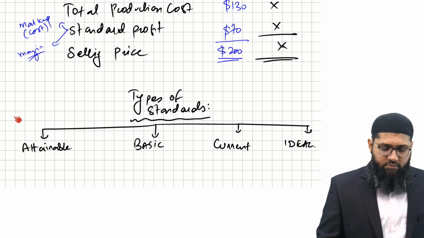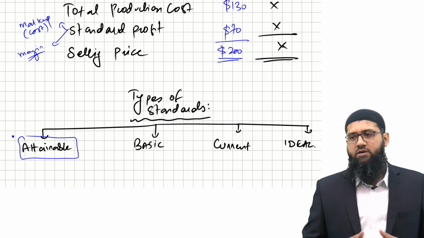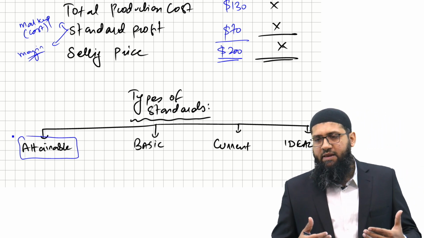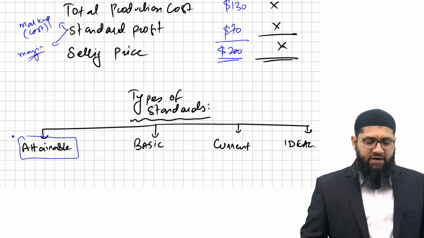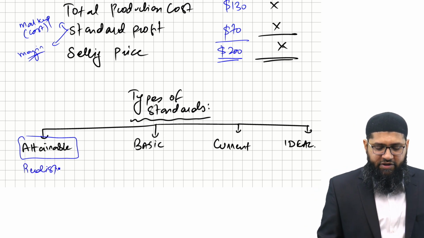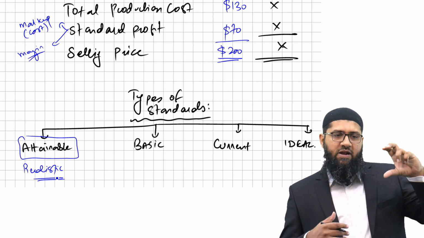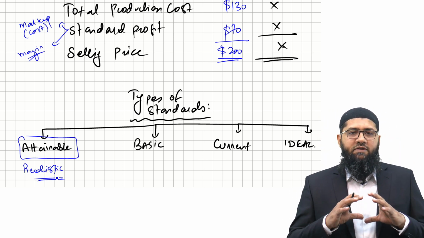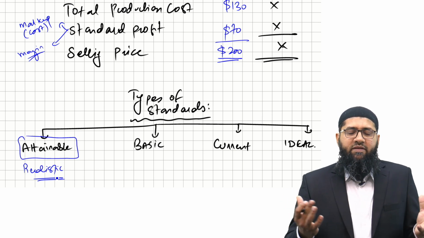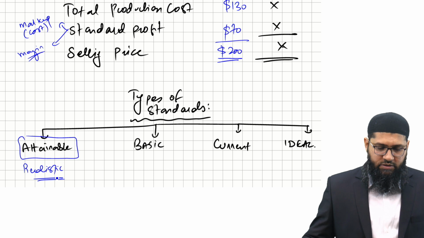The number one of them is a standard which we call an attainable standard. What do you mean by attainable standard? A standard which is attainable is based upon realistic principles. A standard cost card that is set on a realistic basis is considered to be an attainable standard cost card.